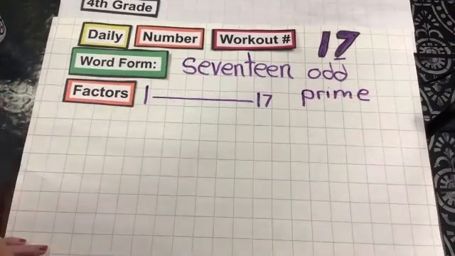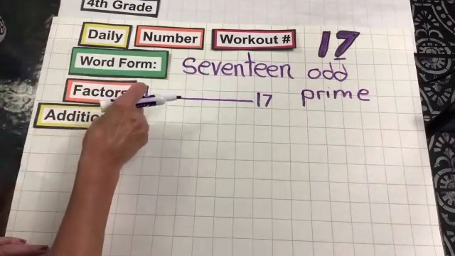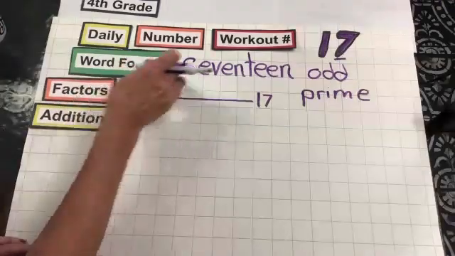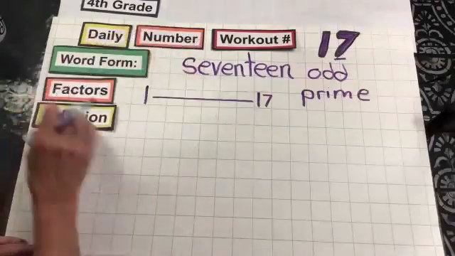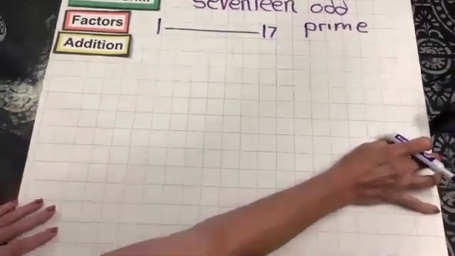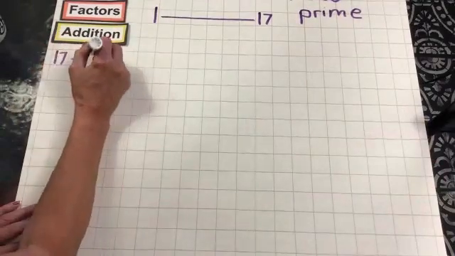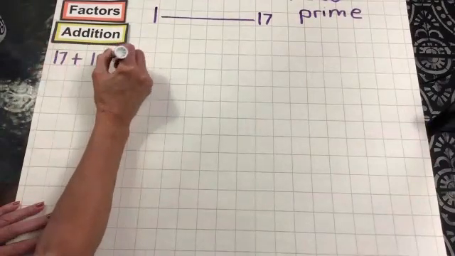All right, let's go on. So our first category is addition. I'm going to bring that over here. Line these up a little better. Okay, so addition. I'm going to move my paper up for us to do addition, all the way up here. So we have 17 plus 1 equals 18.